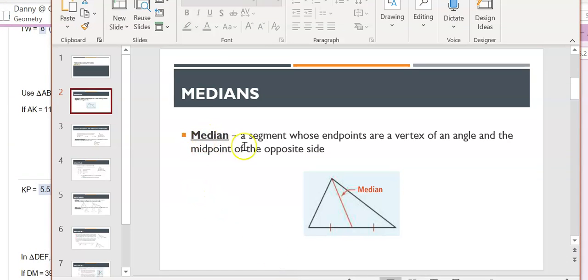We're looking at medians. A median is nothing more than a line, and it has a vertex where it starts. So here would be where a vertex is. And where it ends, it ends at the midpoint of the opposite side, which is to say that it is bisecting this other side into two equal parts.